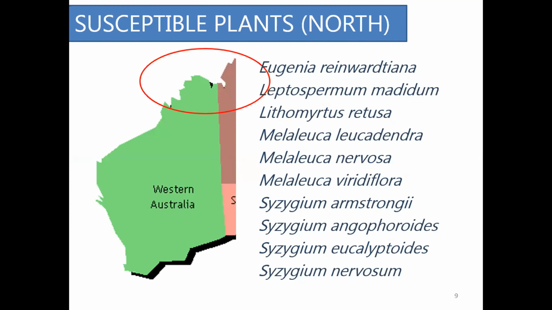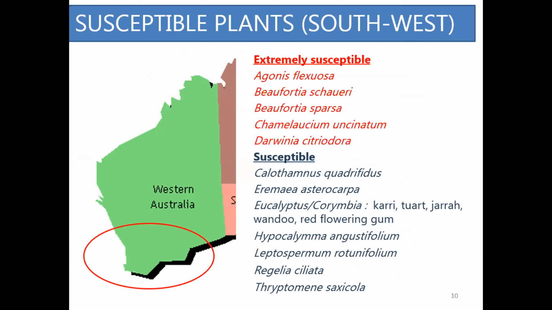So the susceptible plants up north now, I'm coming from the Department of Ag, so all the natives are not my forte. So I'll let you read through all the species that are susceptible for the northern part of our state. Basically Melaleuca, Syzygium, Leptospermum. And then we've got the susceptible plants for the southwest of the state. And some species are more susceptible than others.